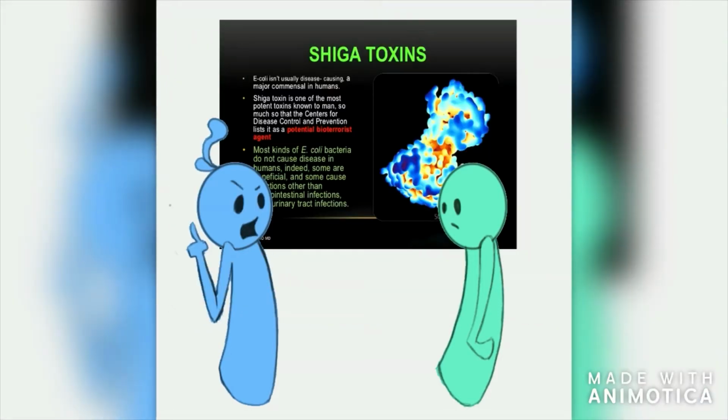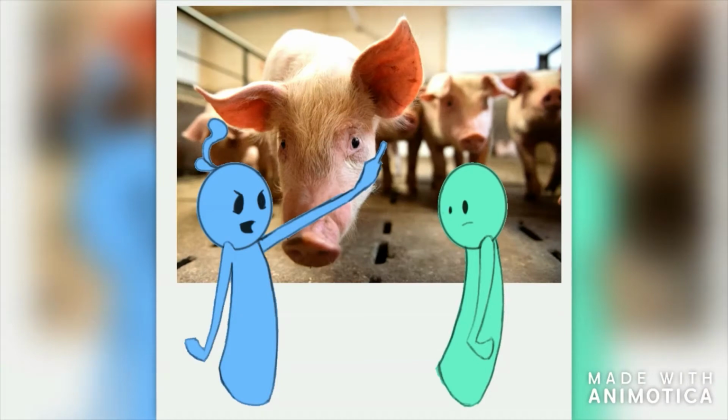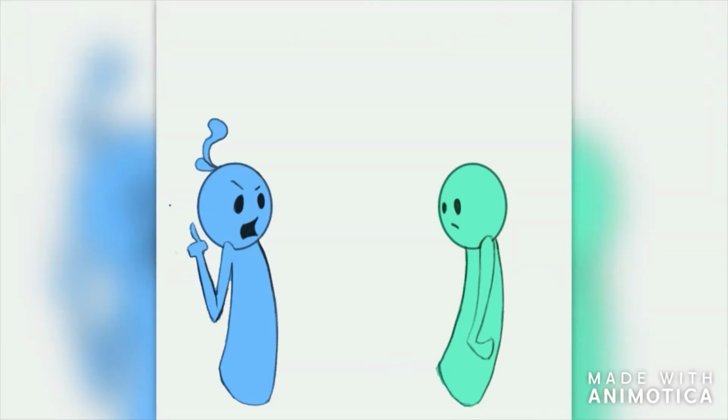Shiga toxin, found in some pathogenic strains of E. coli, is a toxin which can hide in the gut of various species of cattle, deer, swine, and even infected humans. While it is non-toxic to the host animal, it is incredibly toxic to humans, and is one of the most potent bacterial toxins known.